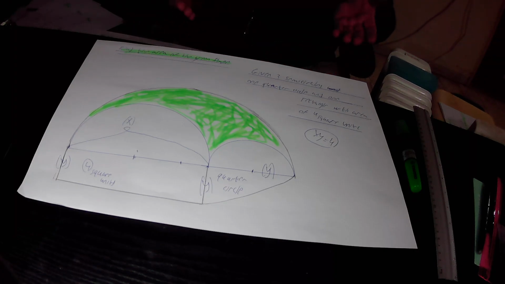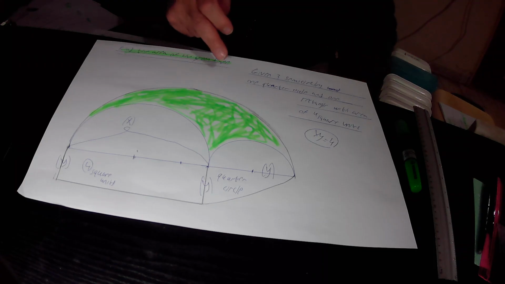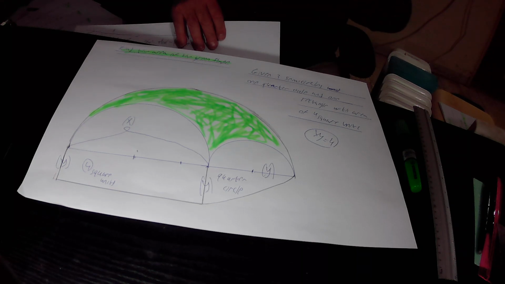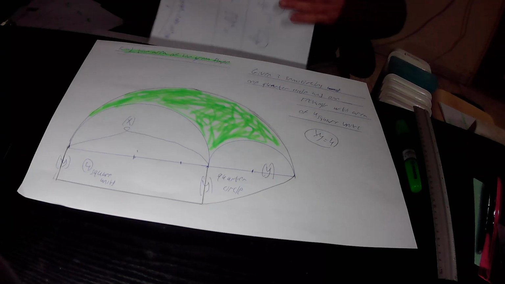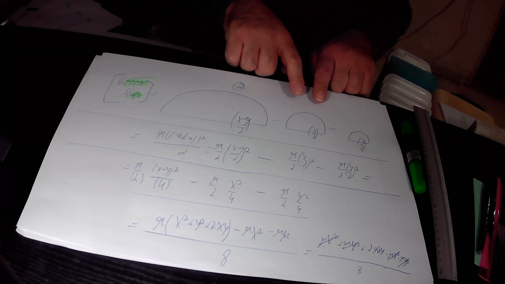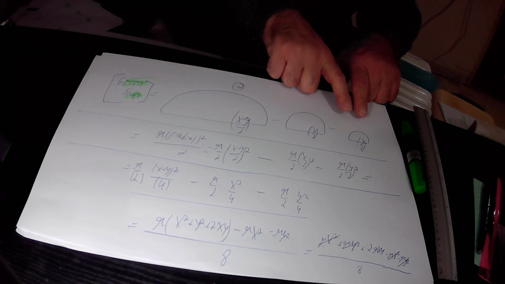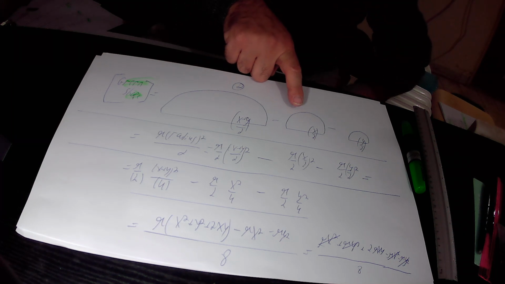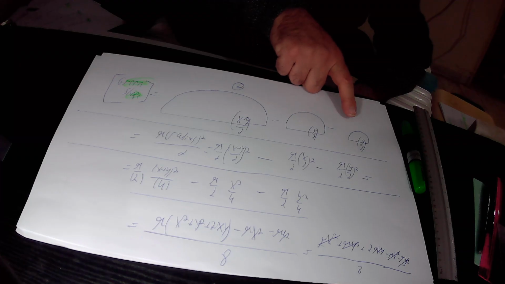From the drawing, it is very easy to see that the area of this green shape in total equals the area of the biggest semicircle minus the area of this medium semicircle minus the area of this smallest semicircle. The radius of the biggest semicircle is x plus y over 2, the radius of the medium semicircle equals x over 2, and the radius of the smallest semicircle equals y over 2.